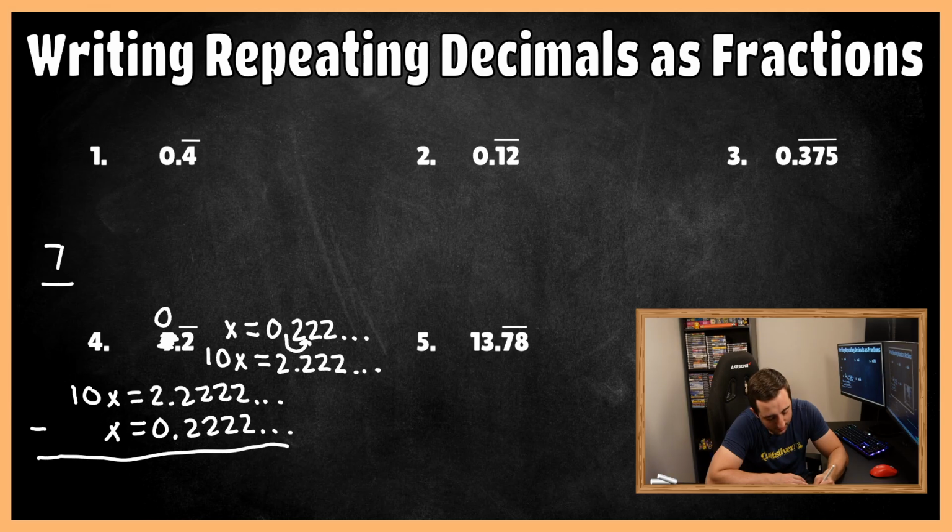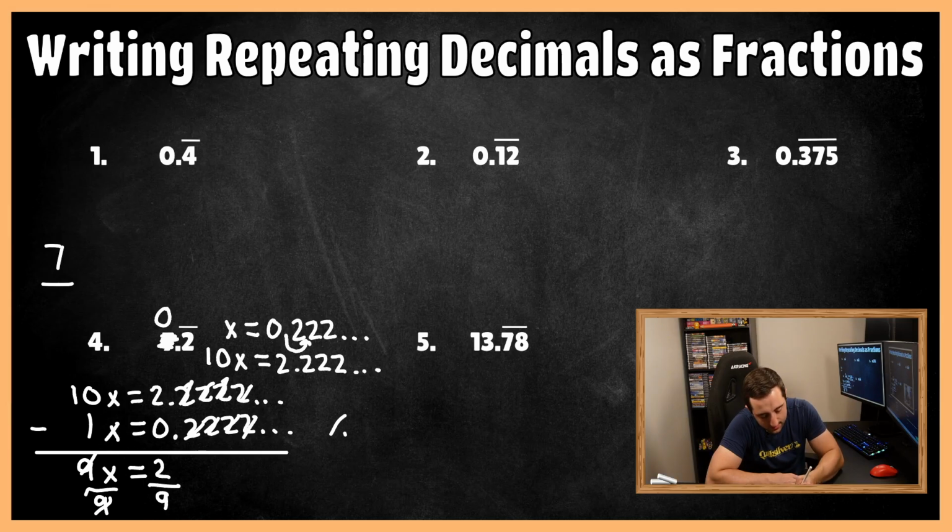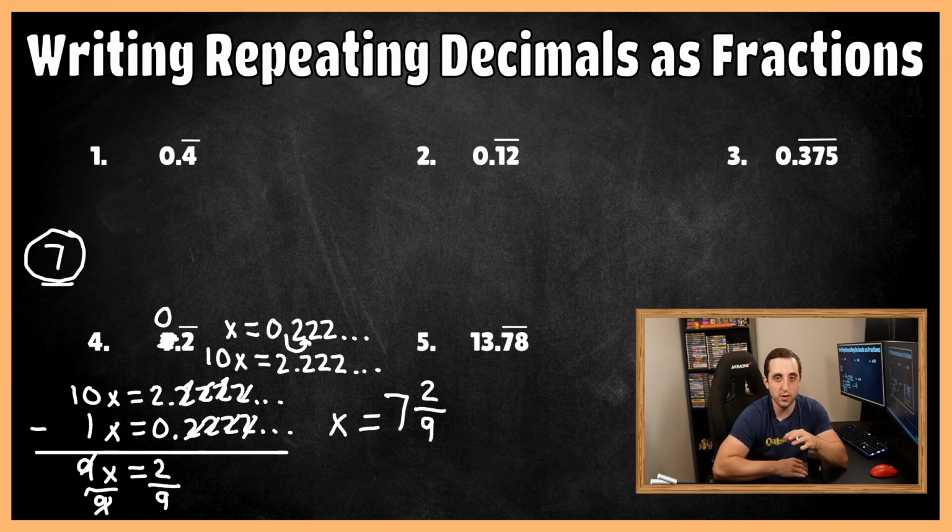And now we can subtract them. 10 minus 1x is 9x equals, notice again how everything cancels like it should. 2 minus 0 is 2, and now let's go ahead and divide both sides by 9. And we end up getting x is equal to 2/9, which can't be simplified, but don't forget that we have that 7 there. And all you need to do is tack it on to the front of the fraction, and our final answer is 7 and 2/9.